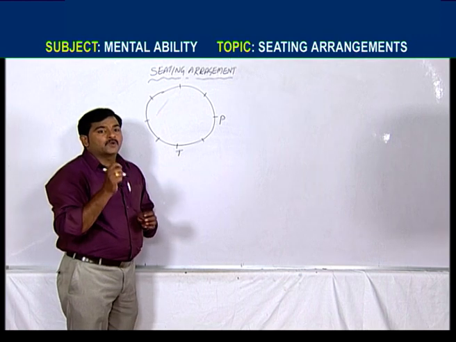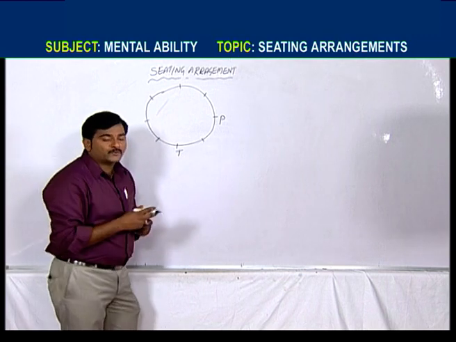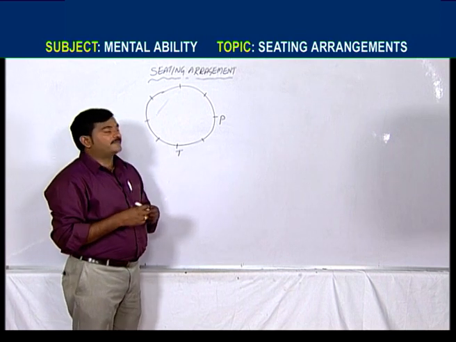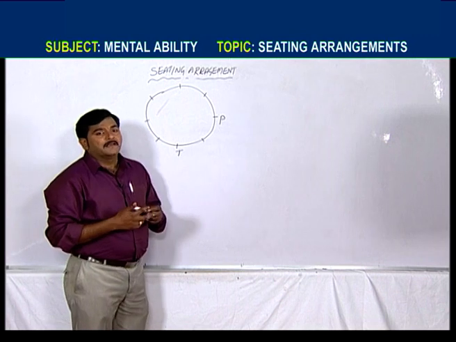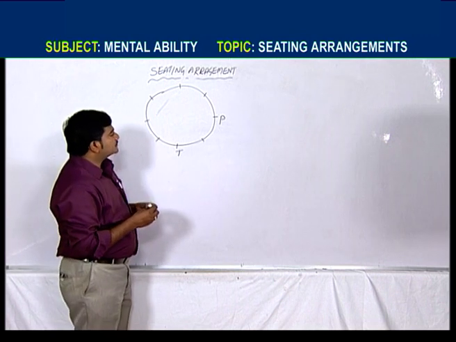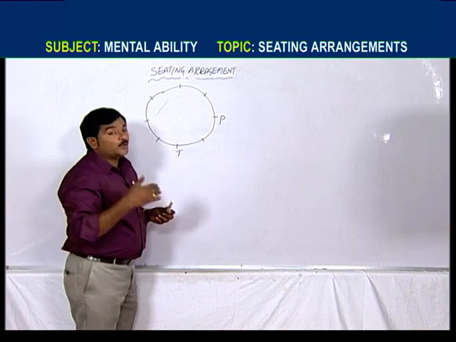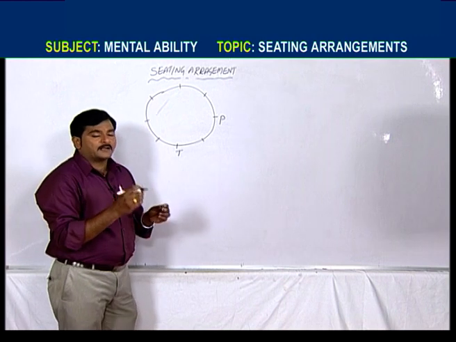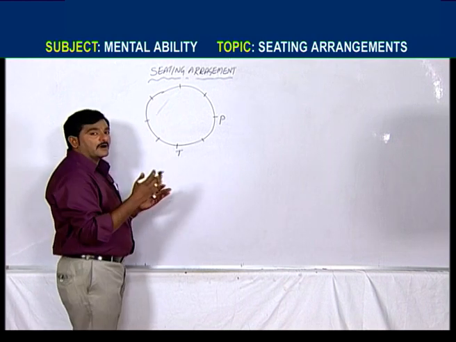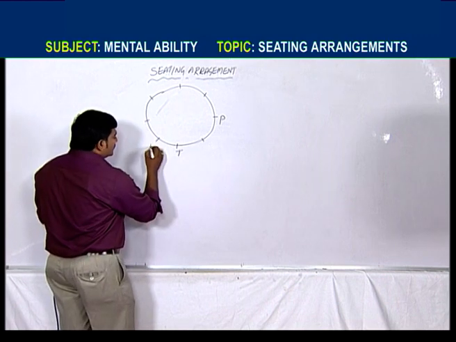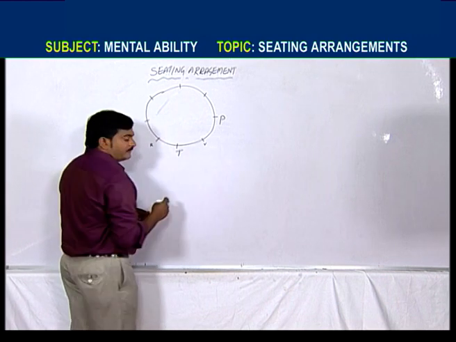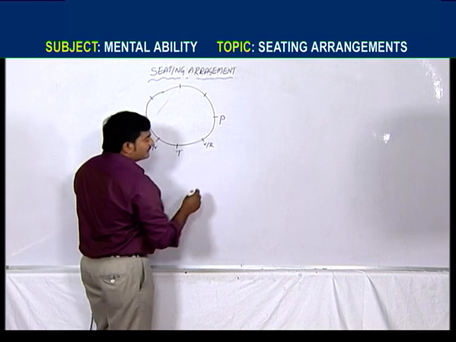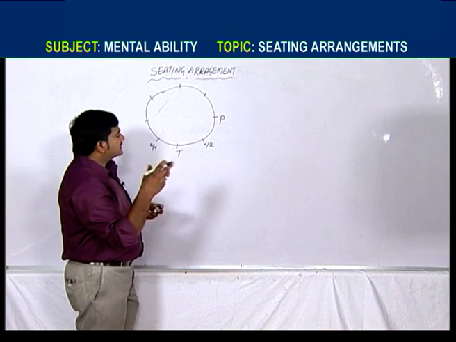And one more condition. Who is the neighbor of R and V? Who is here? T. Remember, here. I repeat the first condition once again: P is second to the right of T. Who is the neighbor of R and V? T is the neighbor of R and V. So if R is here, then V must be here. We don't know whether V or R will be here. Now we will discuss some other conditions.